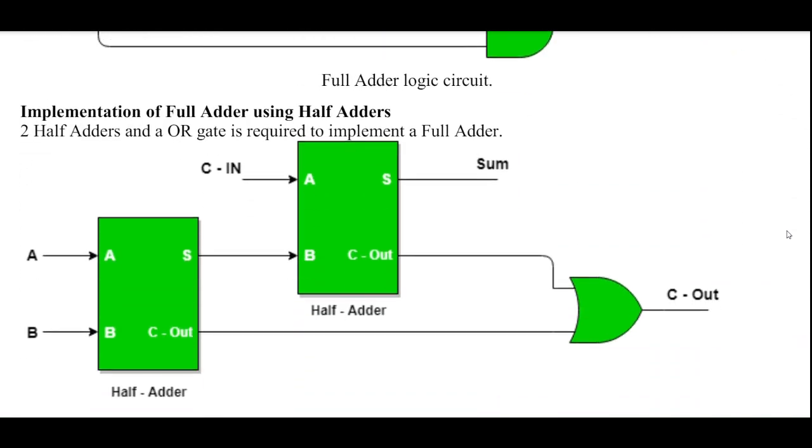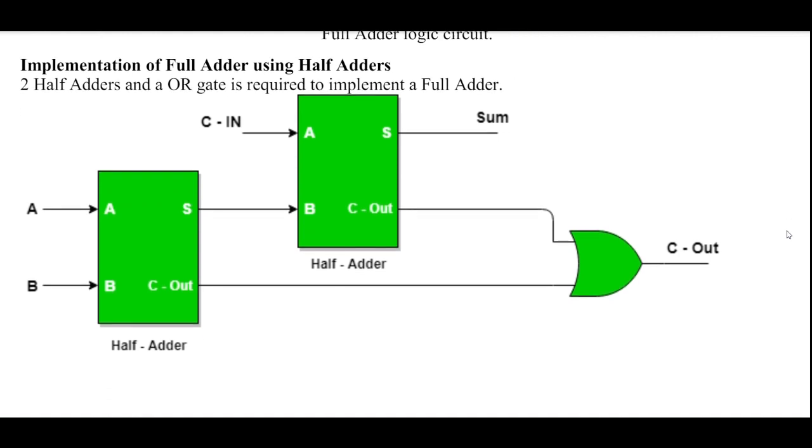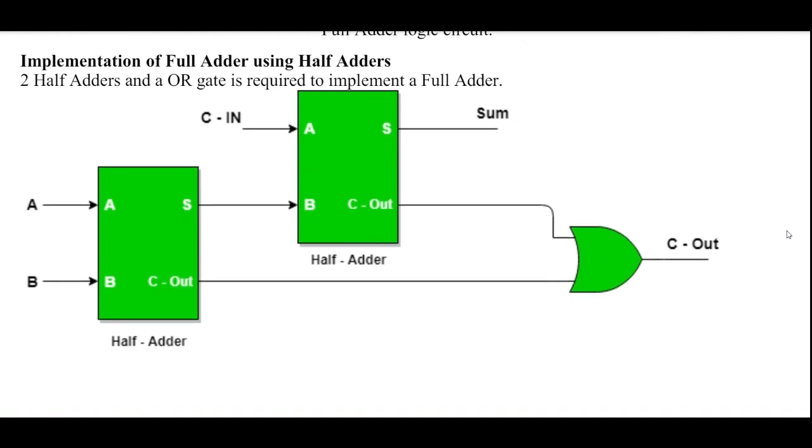Now let's study how to construct the full adder using half adders. Here it is a simplified implementation. We need two half adders and an OR gate to implement the full adder.